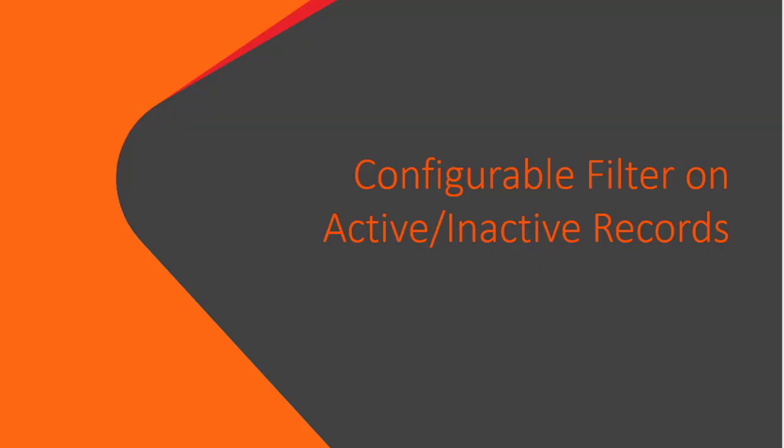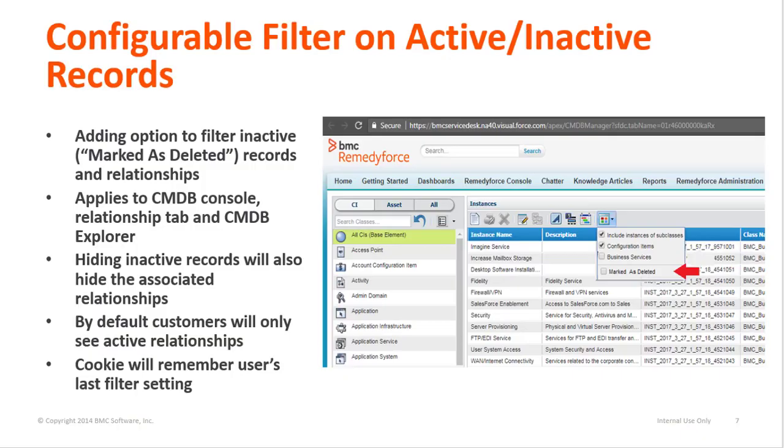The second item is around configurable filter on active and inactive records. And the key here is that we've added a new default setting, which you can see in the screenshot below, where there's a new flag marked as deleted, which denotes whether a record is active or inactive. So it's in essence a soft delete of the record. It's still in there, it's just that we can now always filter on those records.